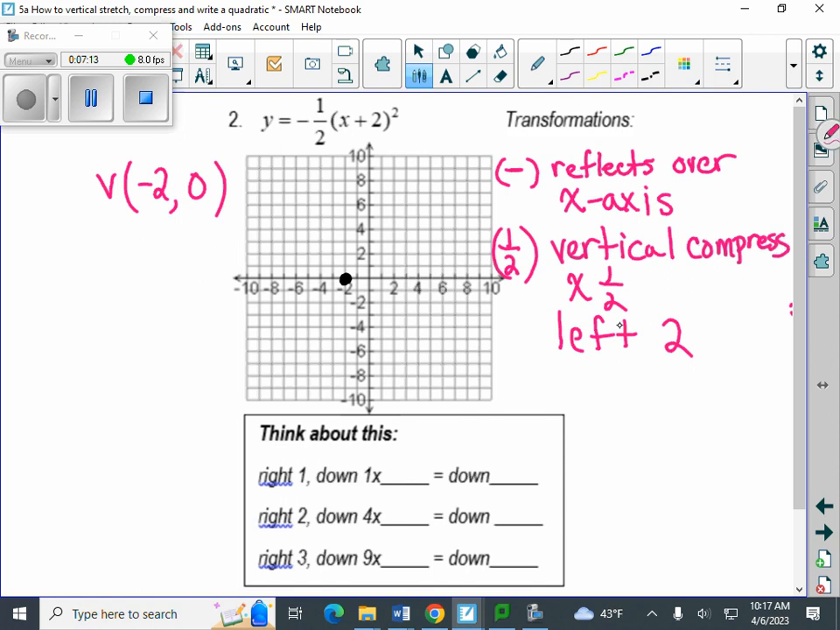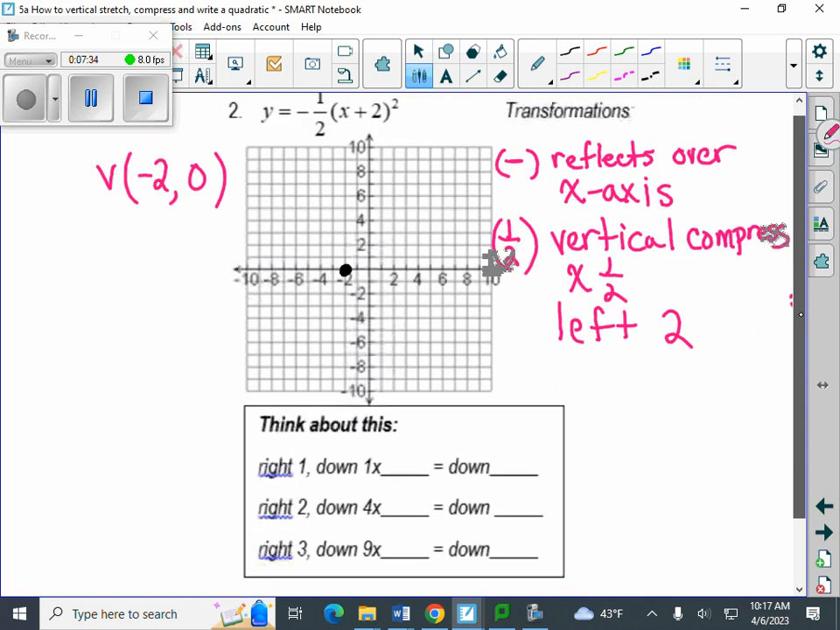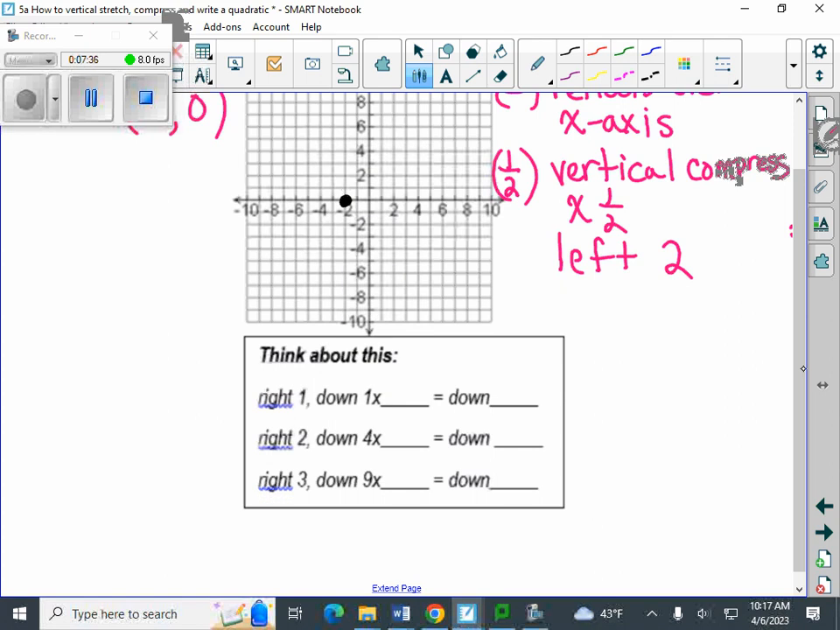But just to say it one more time, the negative is separate from the 1/2. That's a big deal. The negative does one transformation, the 1/2 does another. But once we know that, we can apply this to our vertical compression. You can't see it on the video, but I'm taking my hand and flipping it upside down because we have a reflection over the x-axis.